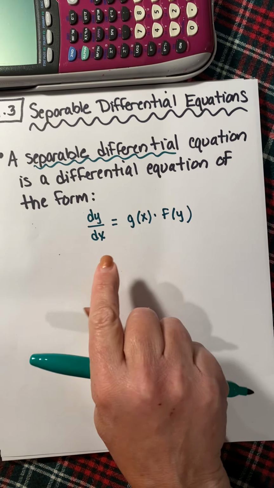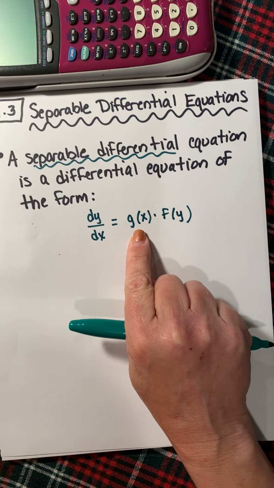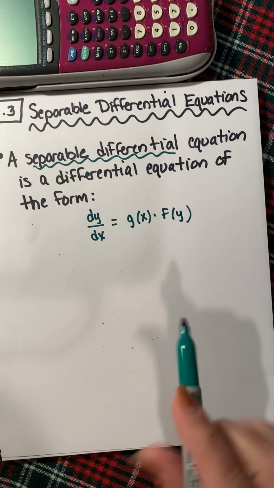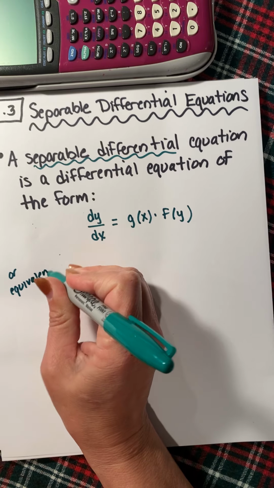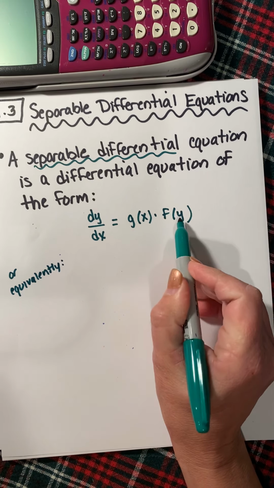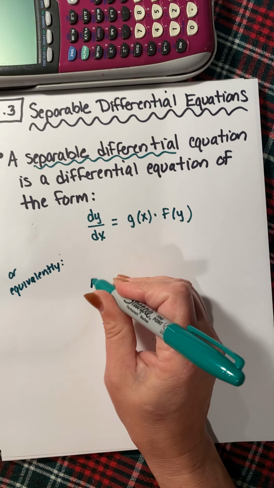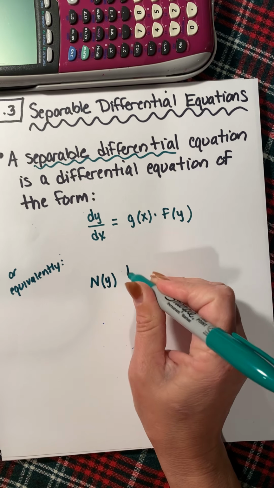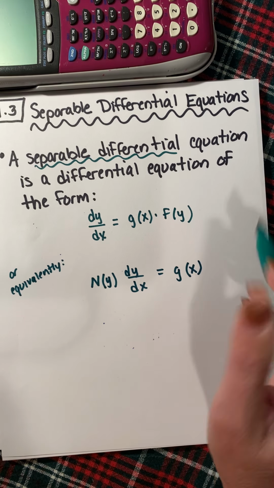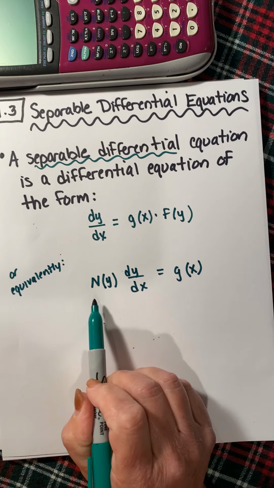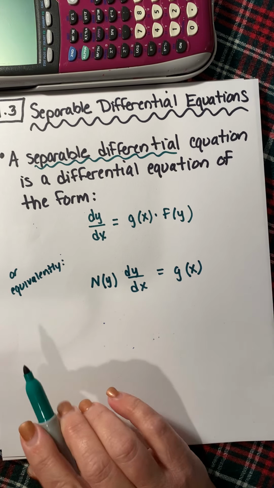So in other words, we can set the derivative equal to a product where the product is strictly a function of just one variable times a function of the other variable. Or equivalently, we can bring this f of y over to the left side by dividing both sides by f of y. Okay, so if we bring f of y over to this side, we get the reciprocal function 1 over f of y. So we just call it another function of y over on this side.